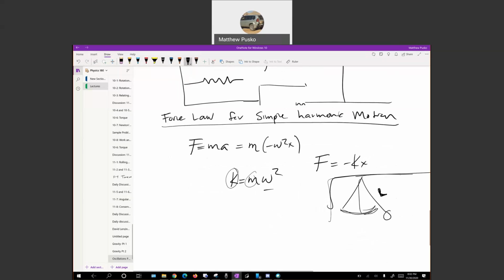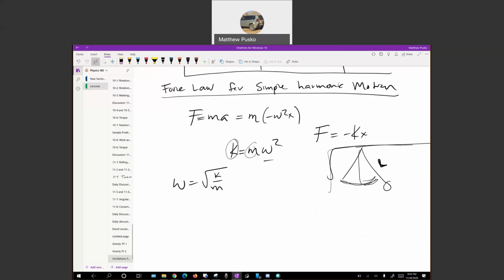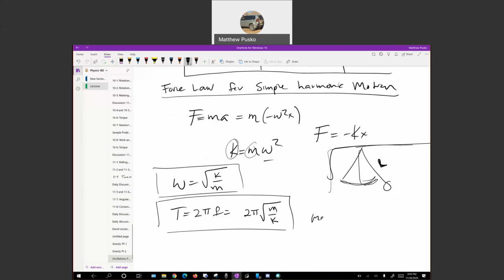What we can do is say that solving this, omega, the angular frequency, is the square root of k over m. And that can also be turned into, using our formula for the period, 2 pi over omega. We can write this as 2 pi times the square root of m over k. And that would give us the period if we knew the mass. This would give us angular frequency if we knew the mass. We'd have to know the mass and the spring constant.